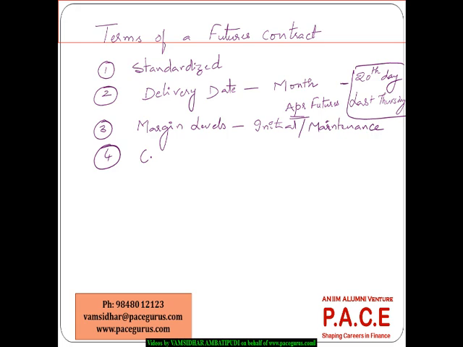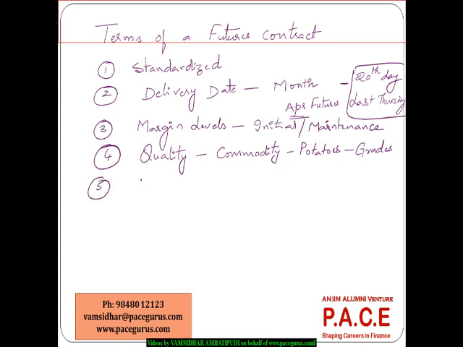Similarly, the quality of the underlying asset, because when we are talking about a specific commodity, let's say potatoes, there could be a wide number of varieties of potatoes. So probably in terms of the length, the width, the weight, the number of marks on the potatoes, all these things have to be very clearly specified.